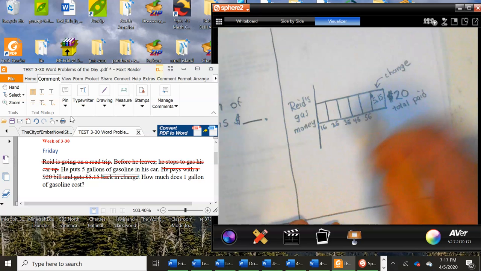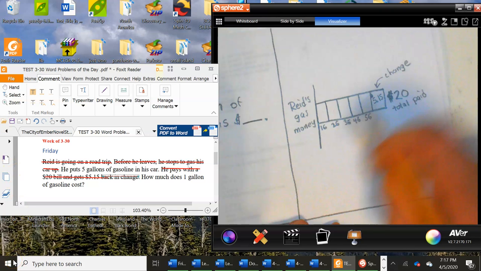Another way that would be correct is to take the $20 that he paid and subtract $5.15 first, put that in parentheses, and then divide that by 1, 2, 3, 4, 5 question marks. So we'll put 5. It's going to equal 1 question mark. Either one of those is going to be fine, boys and girls.